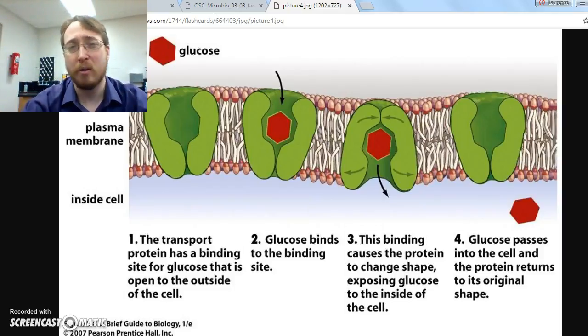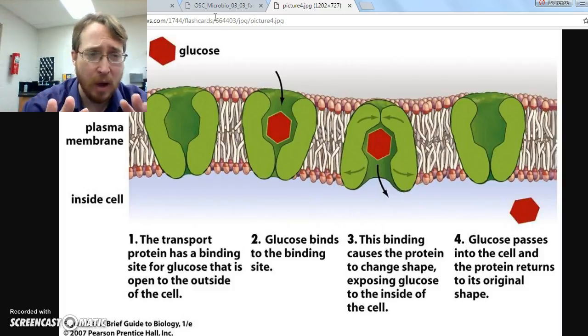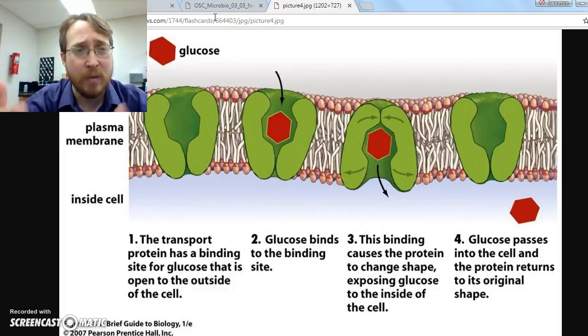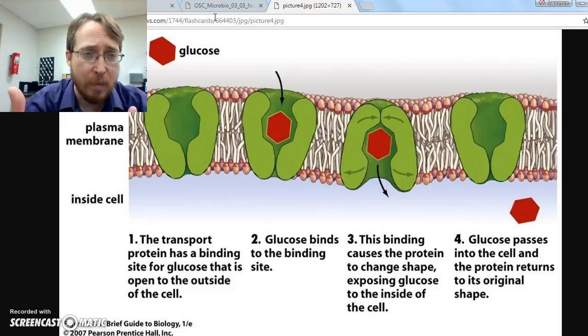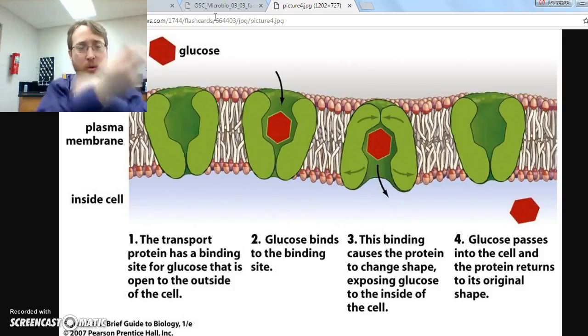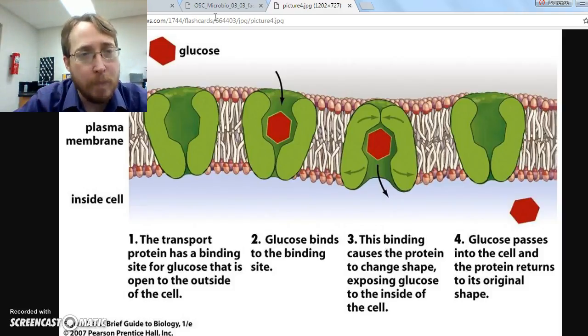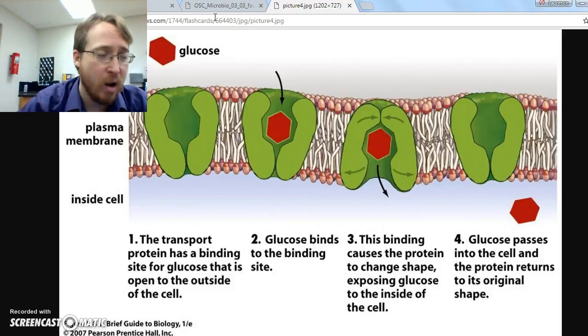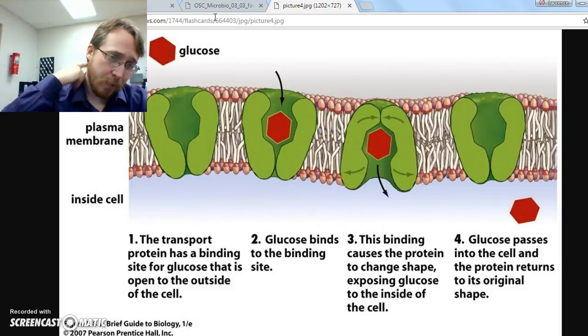So how do carriers work? They're not a tunnel. They are much more complicated. So in this diagram, they've simplified the complex protein shape. But remember, this looks nice, but they're really a wild, squiggly, multi-folded, coiled polypeptide. That's what proteins really are. So how does this happen?